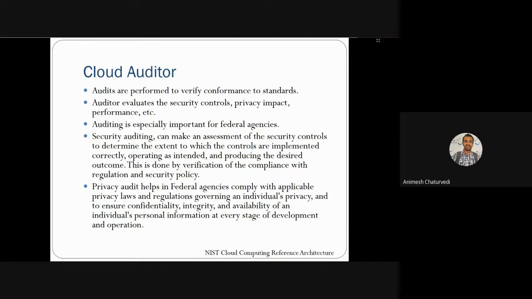Then privacy auditing actually helps the federal agency to comply with the privacy laws and regulations governing individual privacy, and ensures the confidentiality, integrity, and availability of personal information at every stage of development and operations. So these are the privacy issues that privacy auditing takes care of.